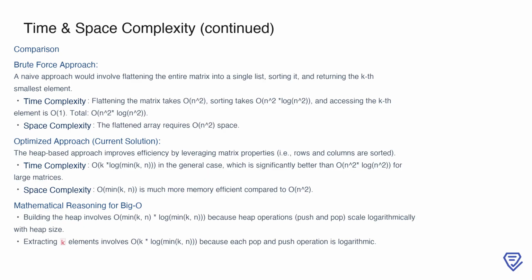In contrast, the heap-based solution leverages the sorted structure of the matrix. Its time complexity, O(k * log(min(k, n))), is significantly better for large matrices, and its space complexity, O(min(k, n)), is far more memory efficient. By optimizing both time and space, this approach is better suited for real-world applications.